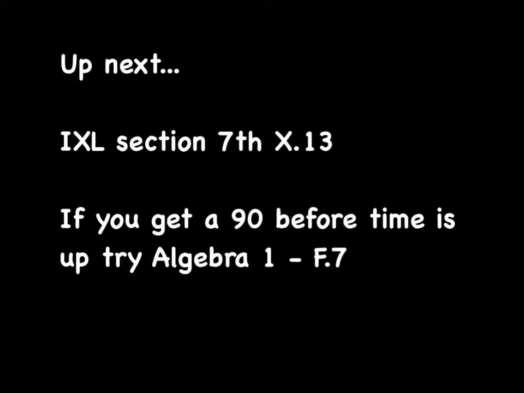If you get your score to a 90 before the 25 minutes is up, you can try the Algebra 1 section. So when you go to grade levels, Algebra 1 is the one that comes after 8th grade. Try Algebra 1 F.7. It's going to be the same concept, but maybe with trickier numbers. When you've completed 25 minutes, you've gotten a 90 and hopefully the 7th grade version of this and had a chance to try the algebra version, then we'll move on to the next thing.